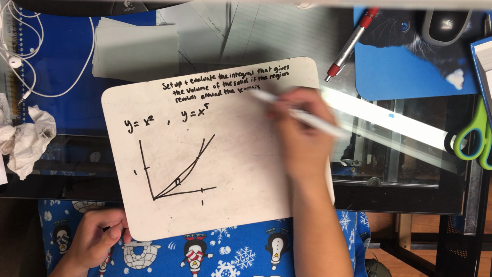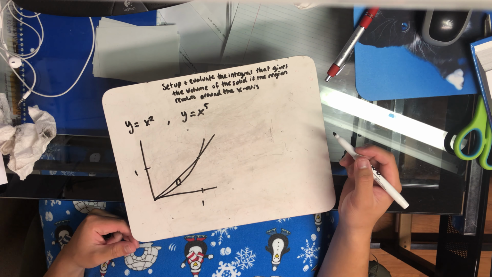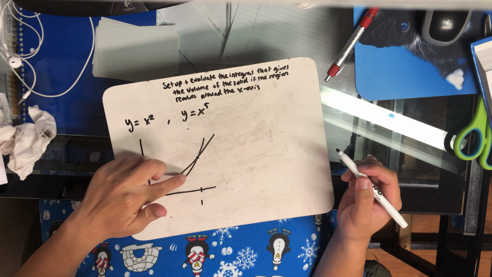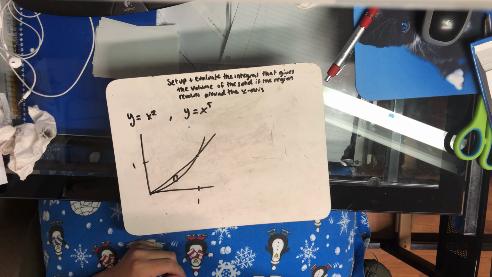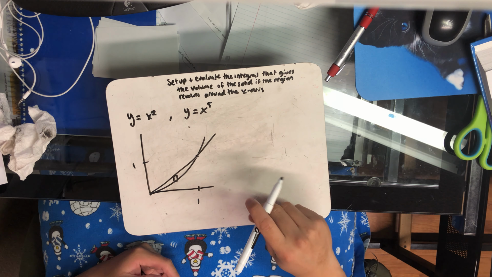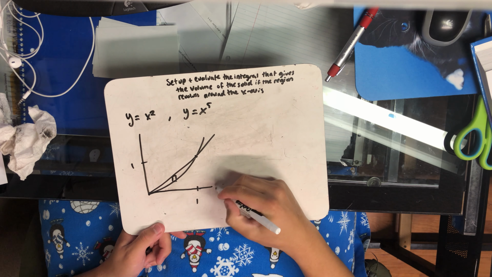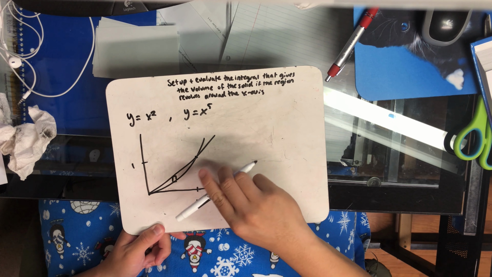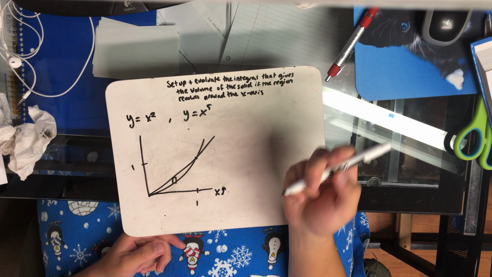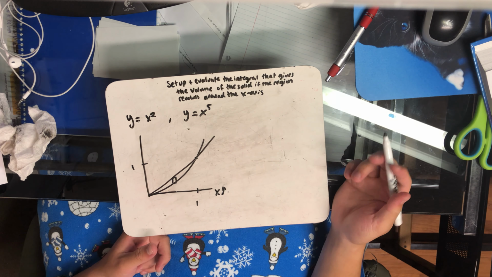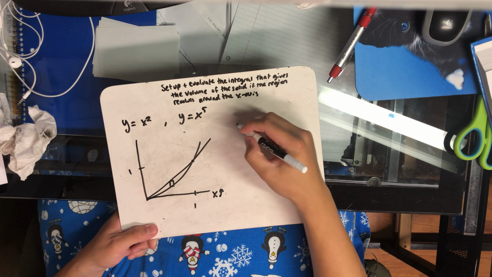And it tells us to set up and evaluate the integral that gives the volume of the solid if this region revolves around the x-axis. So you would have to use the washer method because, as you can see, the axis of rotation, there's a gap in it, so there's going to be a hole in the disk, which would indicate to use the washer method.